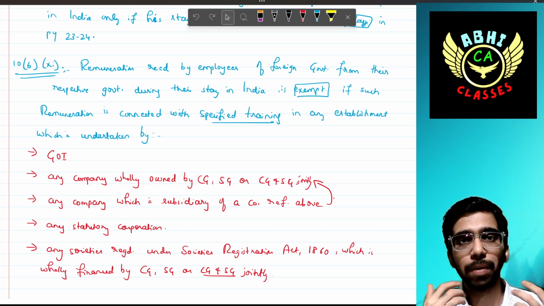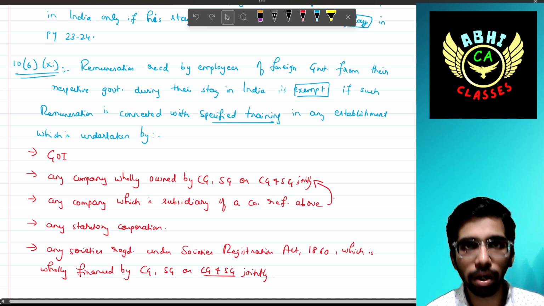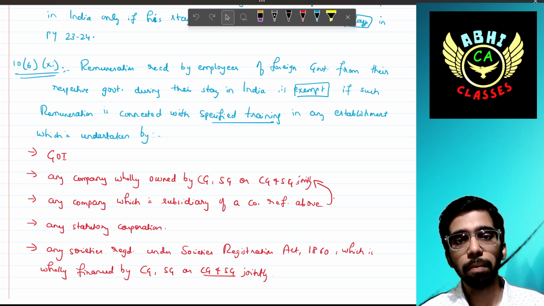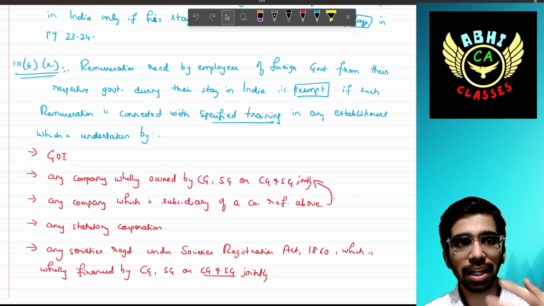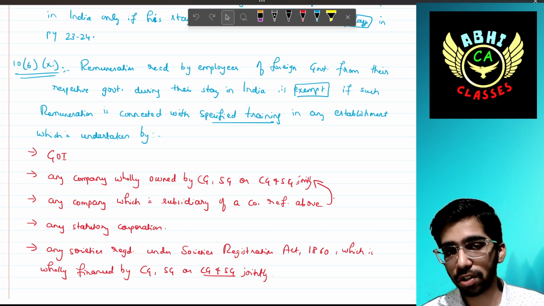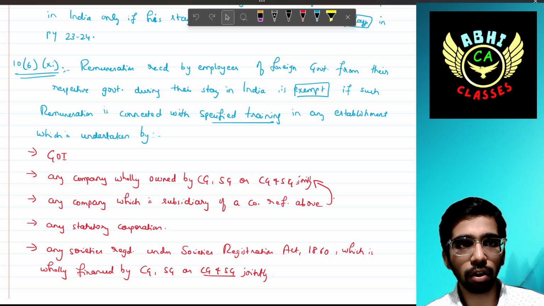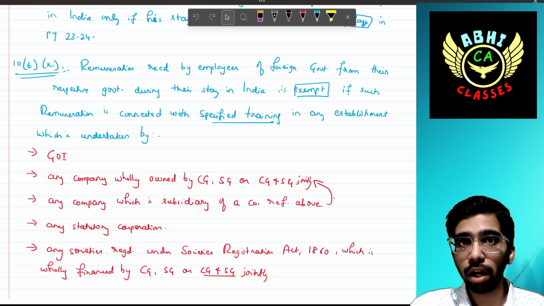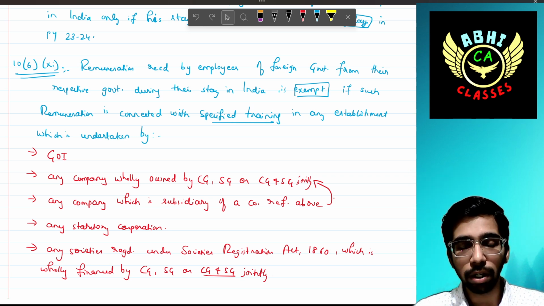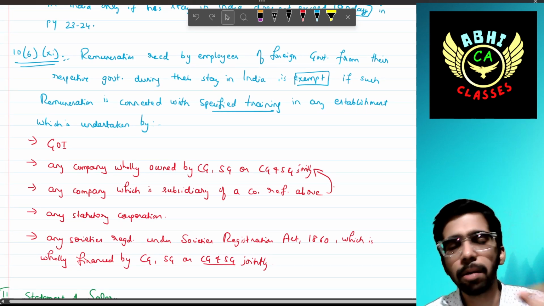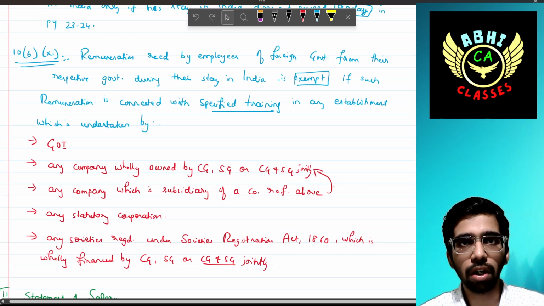Any company wholly owned by the CG, that is the central government, state government, or both, and any company which is a subsidiary of a company referred to above. Next, any statutory corporation, then any society registered under the Societies Registration Act 1860, which is wholly financed by CG, SG, or both. Remuneration received by foreign government employees from their respective government during their stay in India is exempt only if the training is specified by these categories. Then the exemption will be given. This is one amendment brought in this financial year, so keep it in mind.